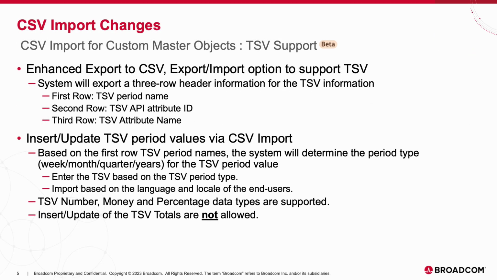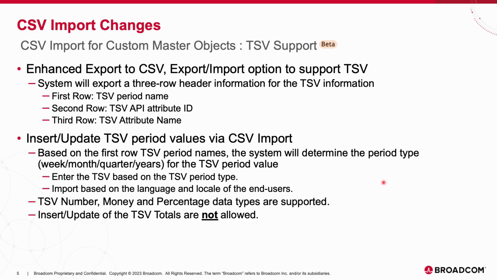The changes we did for CSV import for TSV are twofold. First, we enhanced the CSV export to export the appropriate TSV headers. For TSVs, it's a 3-row header versus 2 for non-TSV. The first row is the TSV period name, the second row is the TSV API attribute ID, and the third is the TSV attribute name. Based on this information within the CSV export file, we'll use that to import when we read it in.